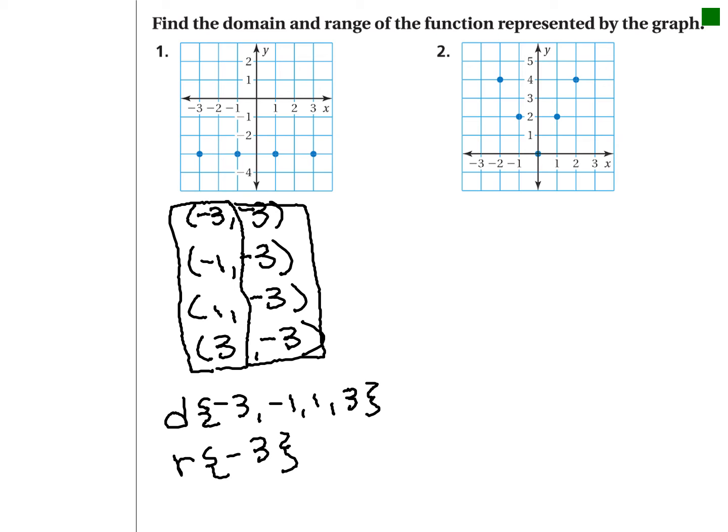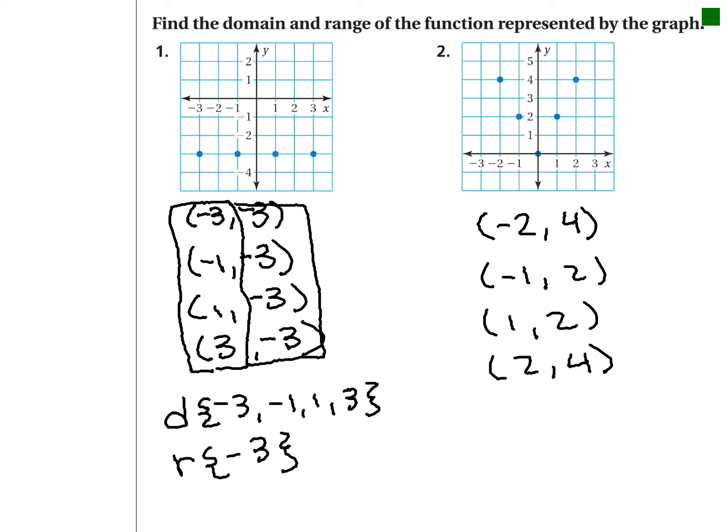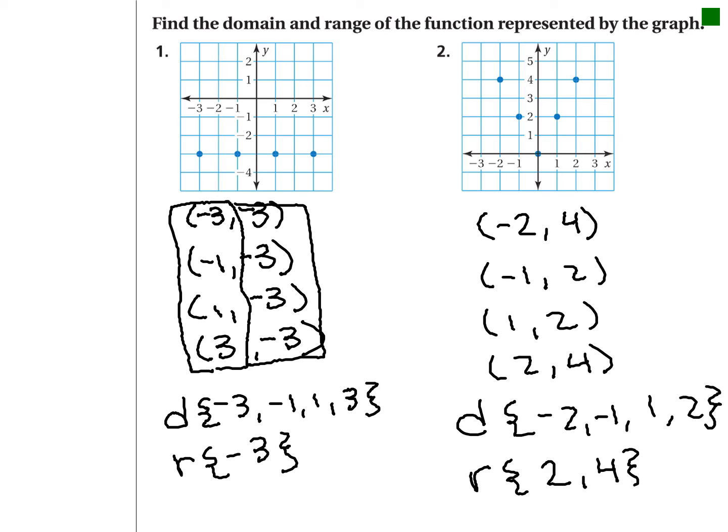In the next graph, again, we can make ordered pairs: (-2, 4), (-1, 2), (1, 2), and (2, 4). Now it's time to look at the x values for domain, and you can see there are 4 of them. And for the range, simply 2 and 4. You don't have to repeat those. Those are the inputs and the outputs, the domain and the range.